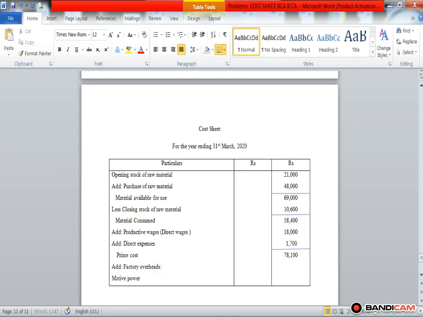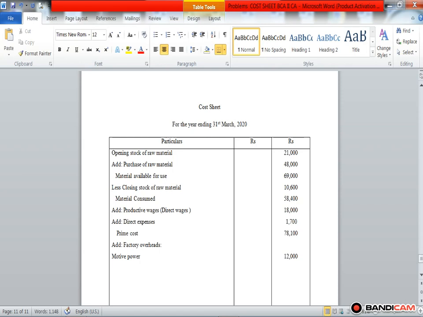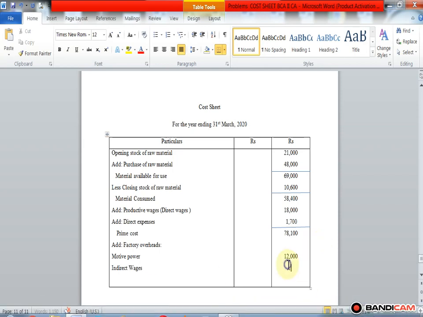Motive power rupees 12,000 and indirect wages 1,700, add here. Okay, 1,700.